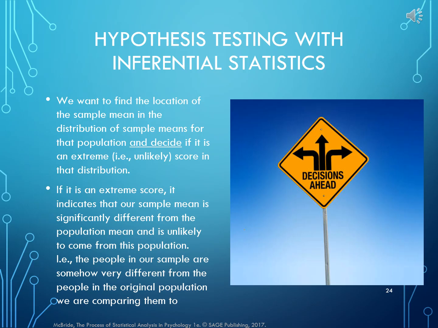if we find that to be the case, then it indicates that our sample mean is, first of all, very different from the mean of the distribution of sample means, which again is the same as the population mean. So it means that the sample mean is really, really different from the population mean for that variable. And therefore, we can probably conclude that our sample mean doesn't even belong on that distribution. It's somehow, we're talking about two different groups of people entirely.